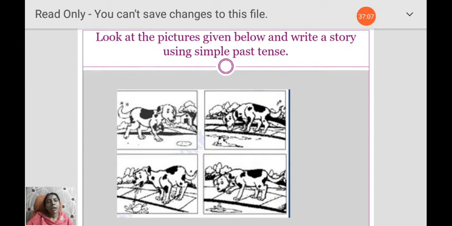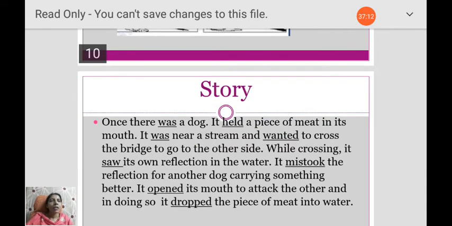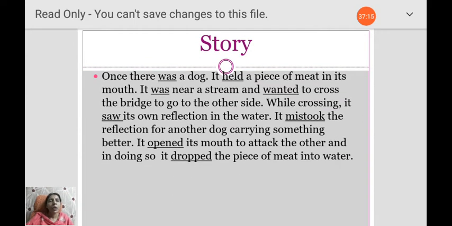Now I hope you have written the story. Let's check. This is the story for you. Once there was a dog. Here the past verb is underlined as was. There was a dog, past simple tense. It held a piece of meat in its mouth. That means it carried, it had a piece of meat in its mouth. It was near a stream. It was standing near a stream.